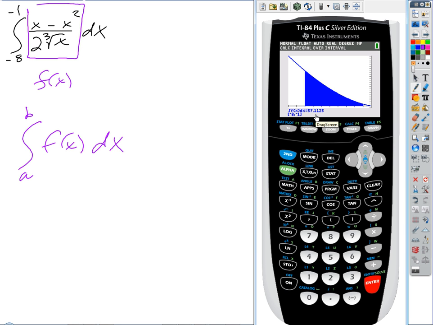So numerically, the bad part about it is, what if it's a non-terminating decimal? It's an irrational answer. Then we're not getting an exact answer. We're just getting an approximate answer. That's pretty good, though. I mean, that tells us what the area under the curve is.